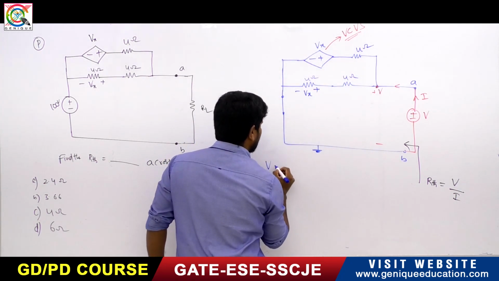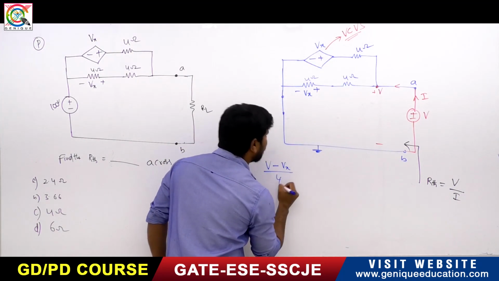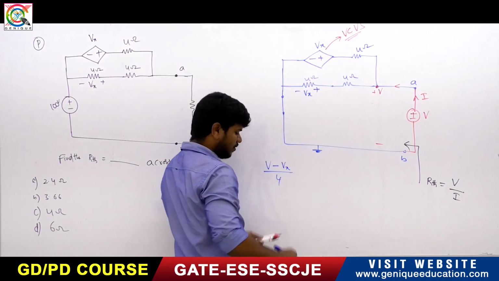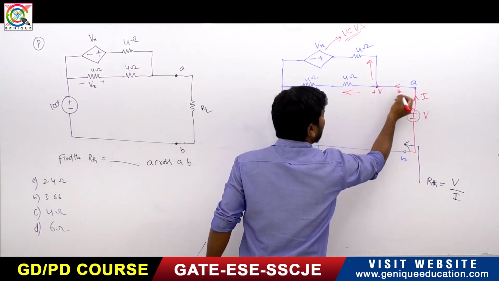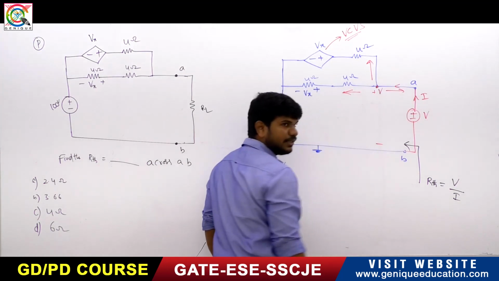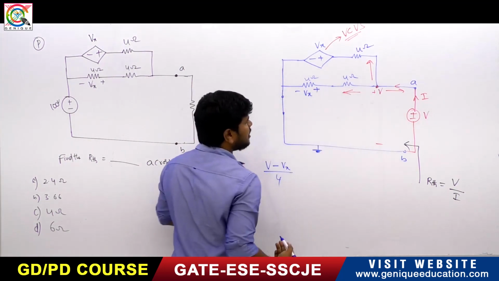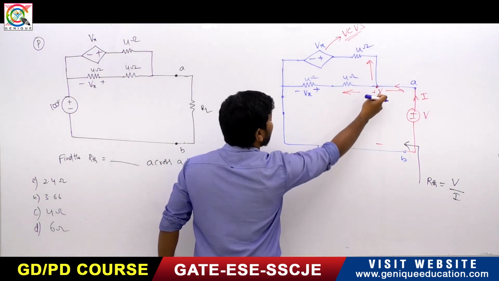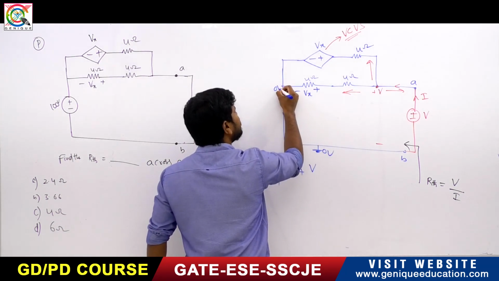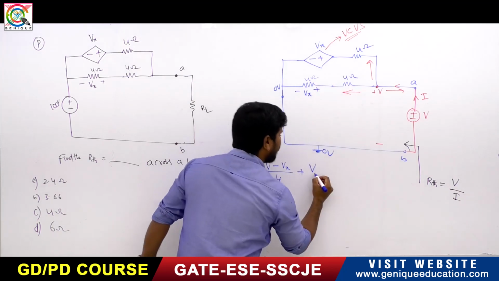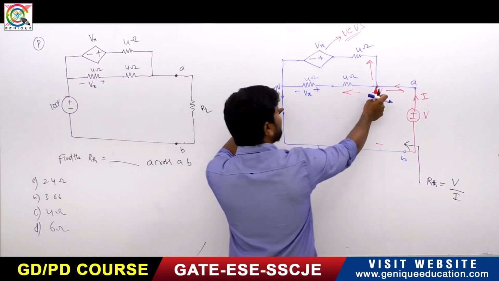V minus Vx, the voltage source, divided by 4. I am writing the current in this. You can also take it like this. Now, this current plus this current. What is this current? Plus V minus 0, if it is 0 volts. It is also 0 volts. So V divided by 4, V divided by 4 plus 4. It is 8. The total voltage.